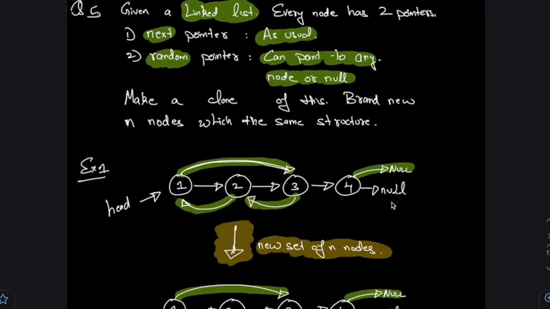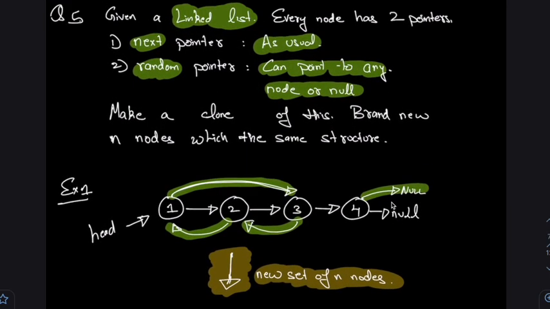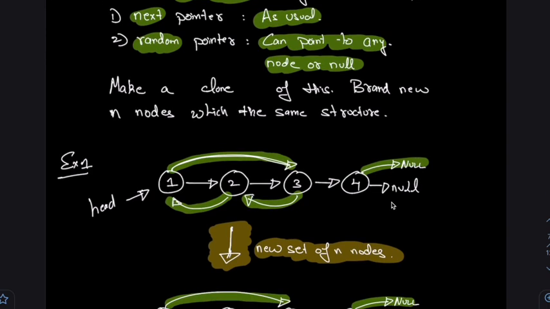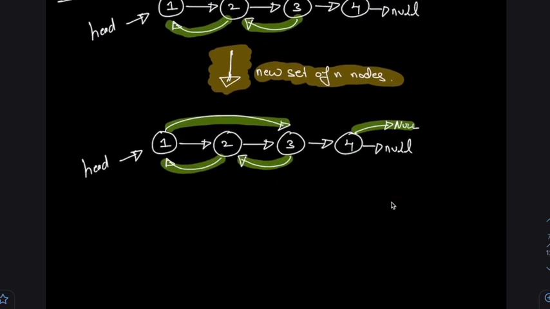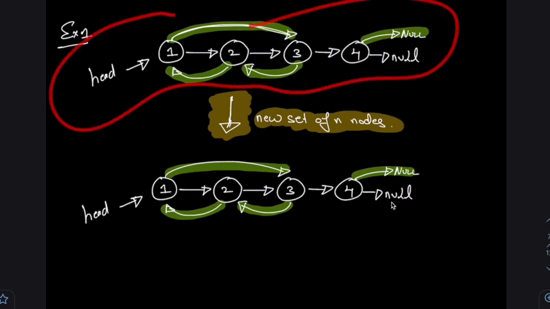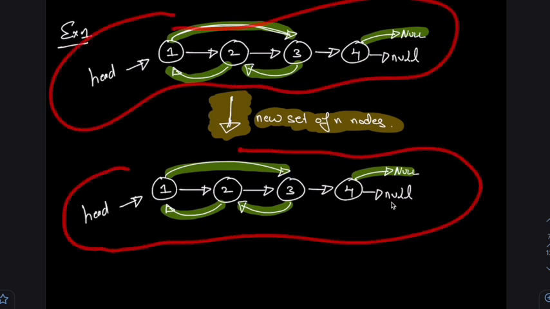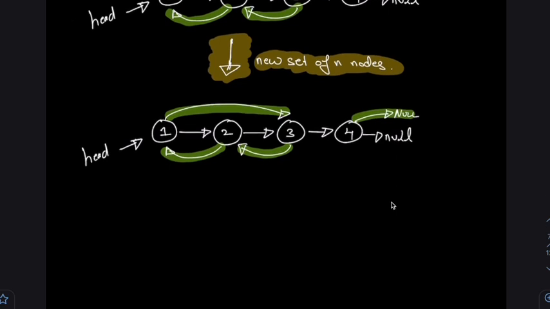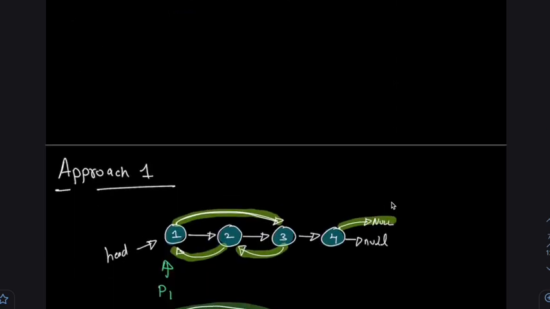And then the next question: given a linked list, every node has 2 pointers, a next pointer which is as usual, and a random pointer which can point to any other node. Now you have to make a deep clone of this linked list, a brand new set of n nodes which have the same structure. So basically, you are given this linked list. You have to create brand new n nodes which have the same structure. Now, this was a tough problem.